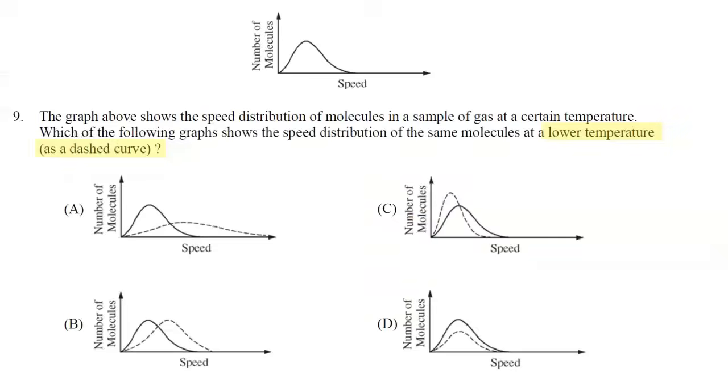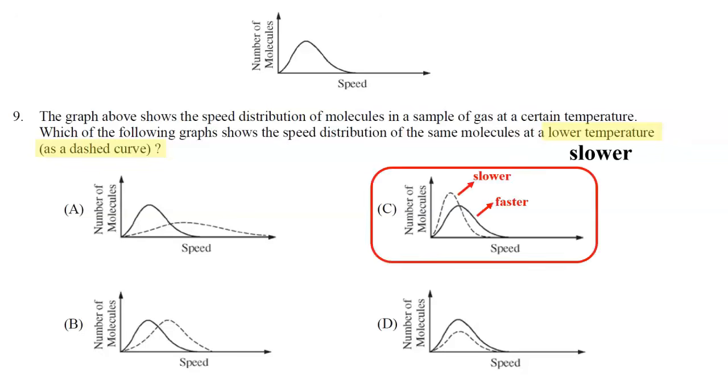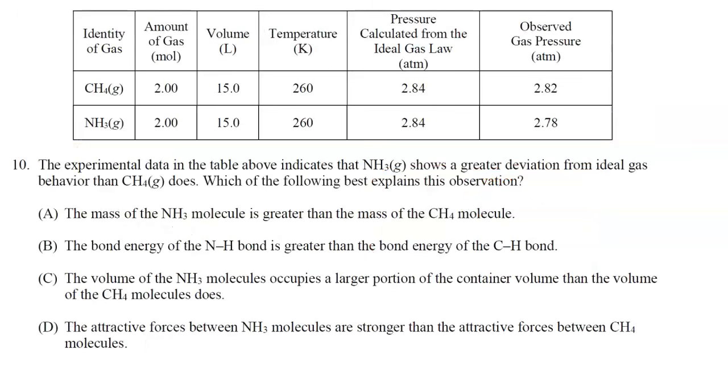So the correct answer to question 9, which shows the speed distribution of the molecules at a lower temperature, traveling at a slower speed, would be choice C. Again, lower temperature, slower average speed compared to the original gas. So correct answer to question 9 is choice C. Now let's take a look at question 10.